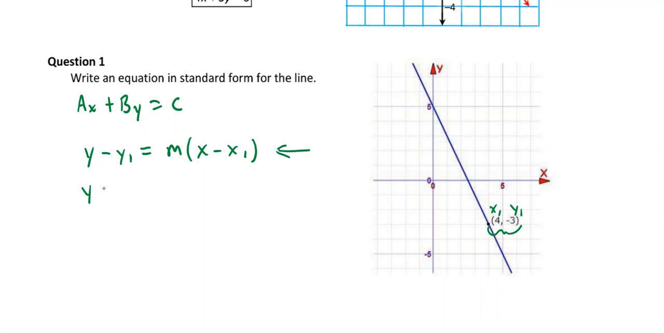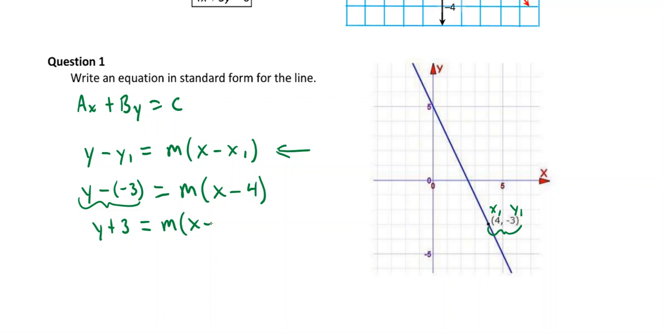So this would be y, and then careful on this though, because it's still y minus negative 3. So that's going to become y plus 3 in a minute, right? So that's equal to, I don't know m yet, so we'll just leave that for a second. And then x, and our x1 value is 4, so that's going to be minus 4. Okay, I'm going to rewrite that as just y plus 3 is equal to m times x minus 4. Okay, so we're almost there.